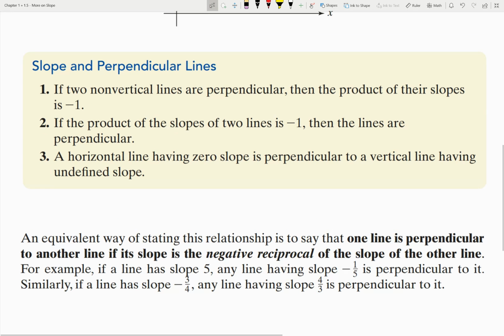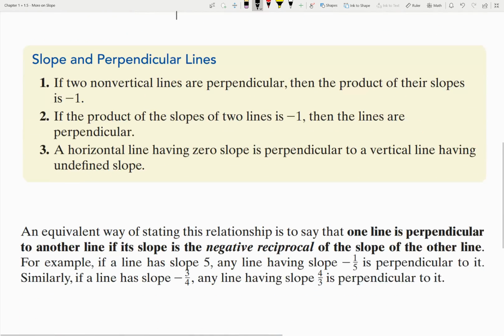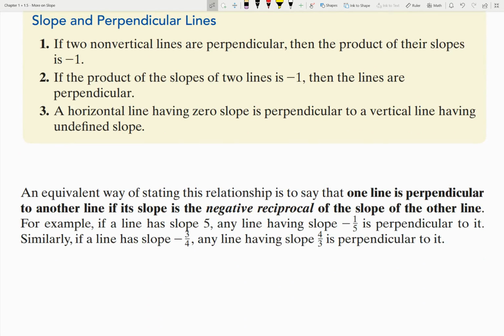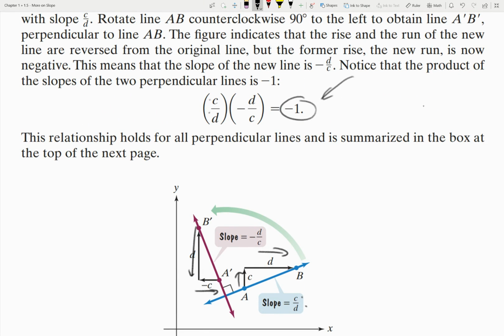And if you're visualizing how two fractions multiply together to give you -1, the other relationship that we can say is that if one line is perpendicular to another line, they have negative reciprocal slopes. So that means if the first slope is 5, the next slope would be -1 over 5. The opposite fraction, the reciprocal, and one is positive, one is negative. So if one slope is -3 over 4, the other one is 4 over 3. Back to my original, C over D, flip it over, D over C, change the sign. The product of those will be -1.